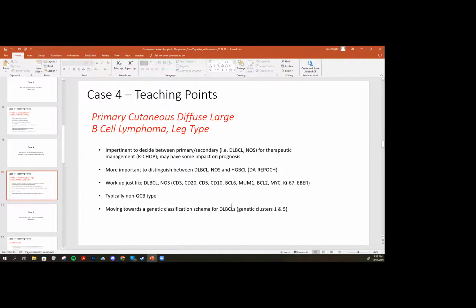And if you read from our Nature Medicine paper from my postdoc group, Chapuy et al., is the first author, from Nature Medicine in 2018, that looked at the molecular subclassification of DLBCLs. These actually fall into genetic clusters 1 and 5 with other ABC type tumors, as well as tumors from immune privileged sites like primary testicular lymphoma and primary CNS lymphoma. So that's DLBCL leg type.